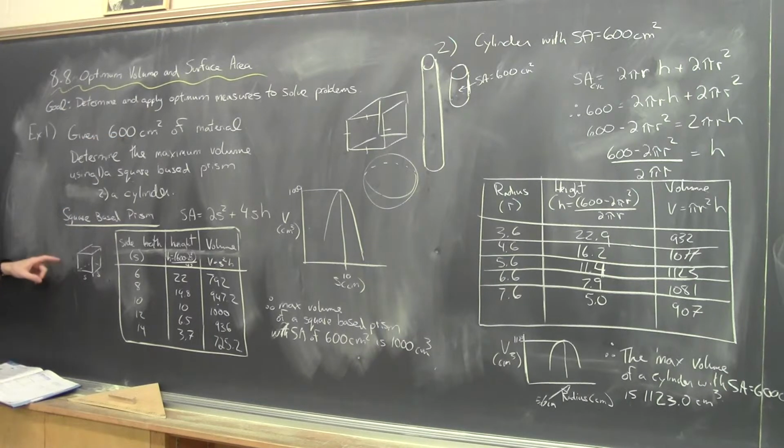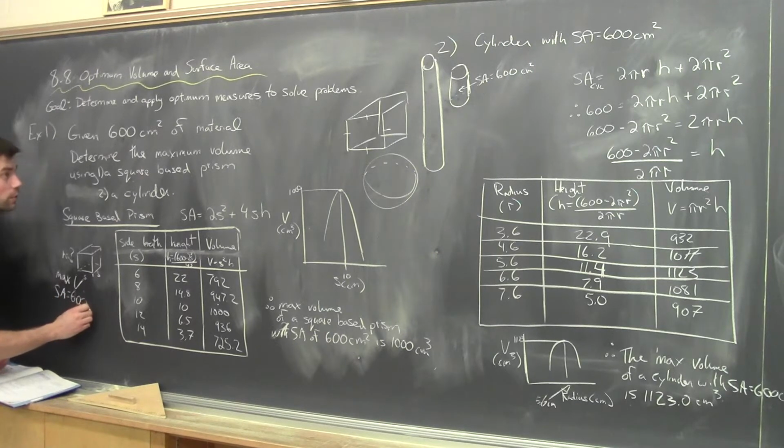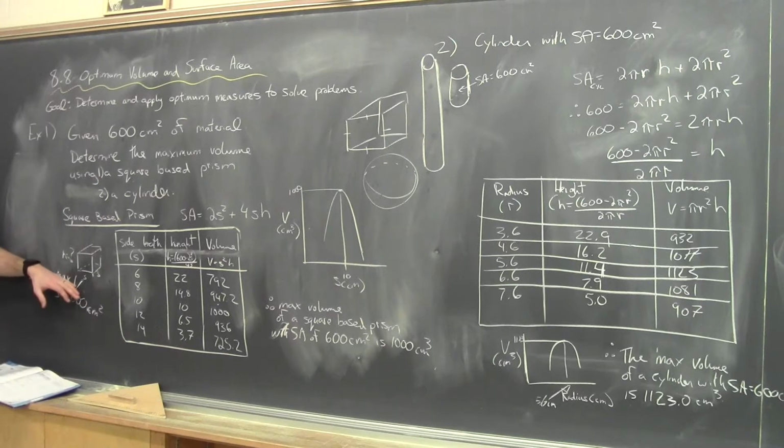So here's my square-based prism again. What is my value of H that gives us the max volume, with a surface area equal to 600? Those are our parameters, and these are set: 600 centimeters squared, our maximum volume, and we don't know our value of H.